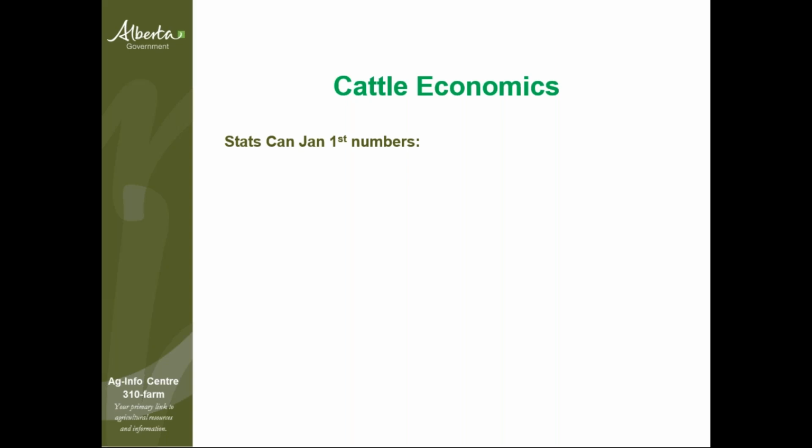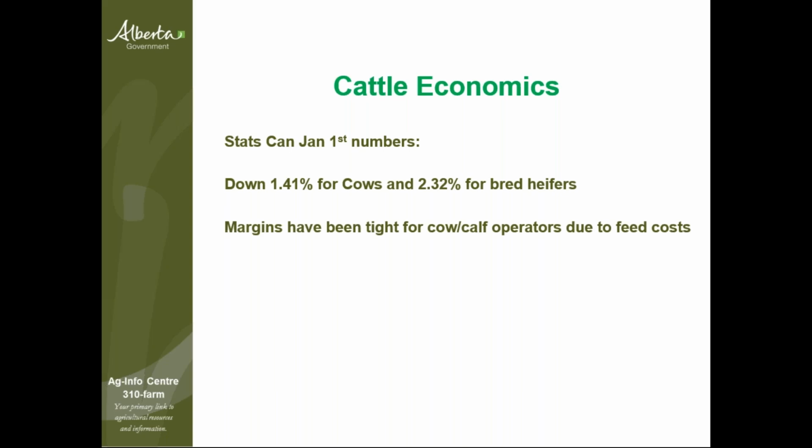Some of the things that come into play: the Stats Canada January 1st numbers showed a reduction in cows of about 1.4%, and bred heifers about 2.3%. So basically, our cow herd is not being replenished if our bred heifer numbers are going down. Margins have been tight for cow-calf operators due primarily to the feed costs, and we'll go into some of that a little bit later. We are seeing a potential for downsizing or liquidation. We keep getting reports at the Ag Info Center quite often that people are liquidating their herds or drastically reducing the size of their herds.